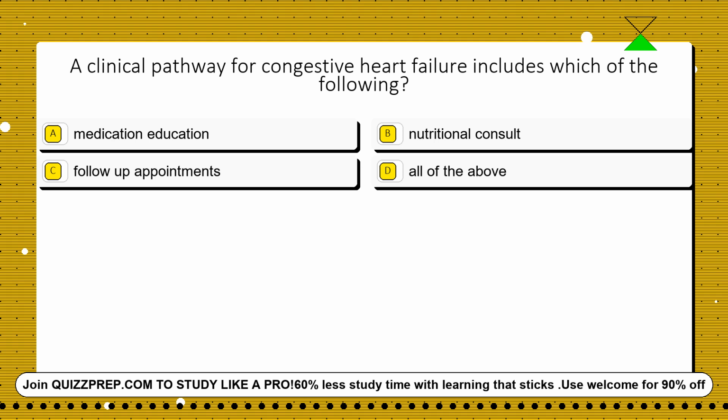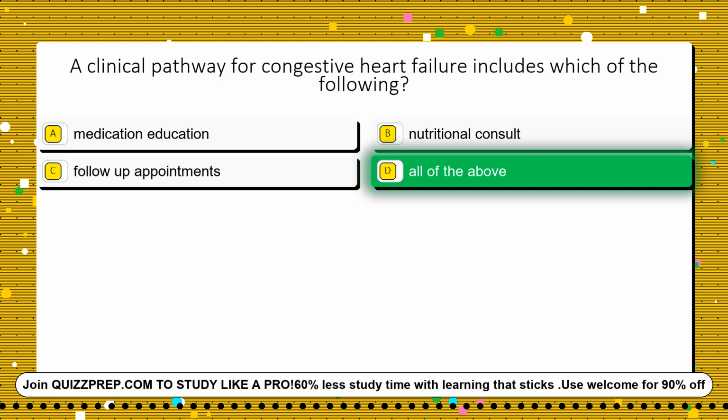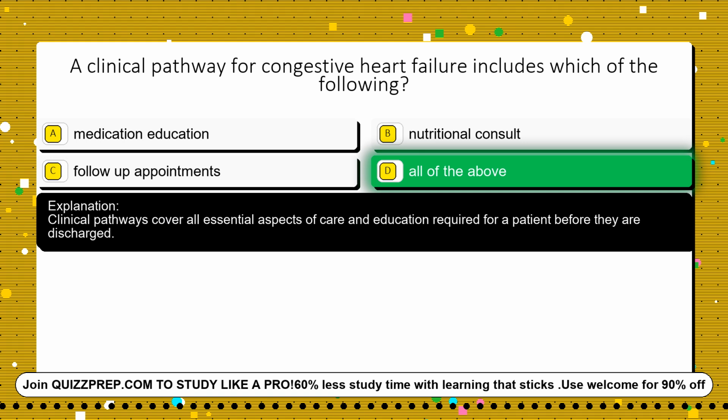Question 63. A clinical pathway for congestive heart failure includes which of the following? Option A, medication education. Option B, a nutritional consult. Option C, follow-up appointments. Option D, all of the above. The correct answer is option D, all of the above. Clinical pathways cover all essential aspects of care and education required for a patient before they are discharged.